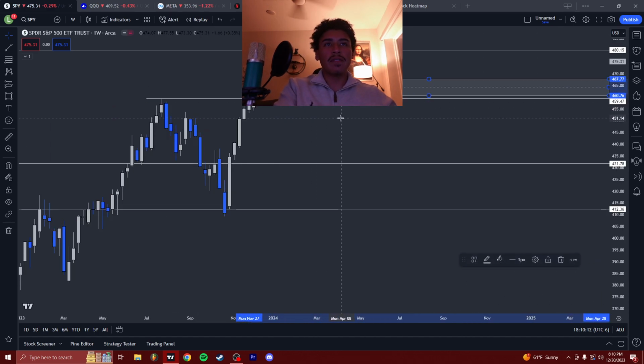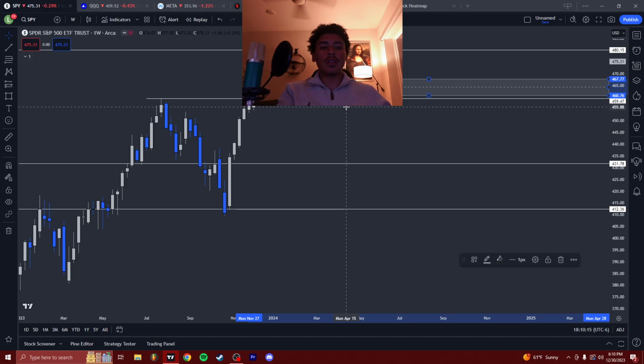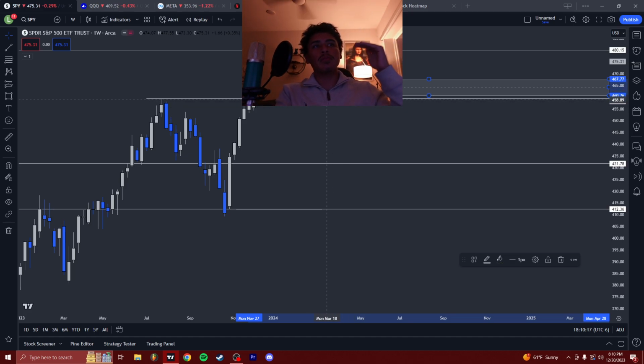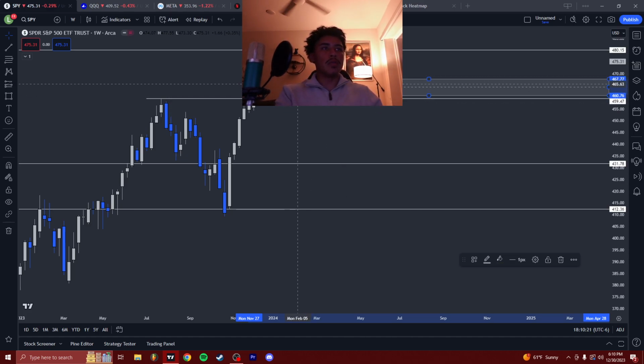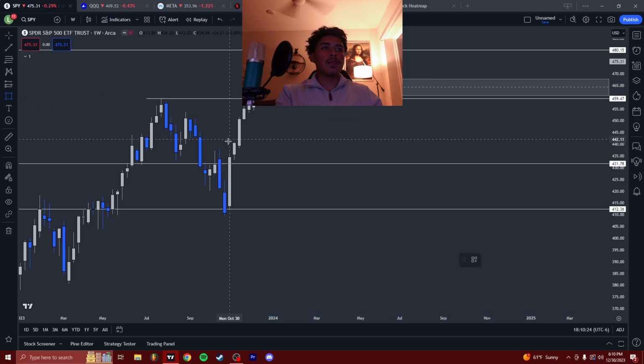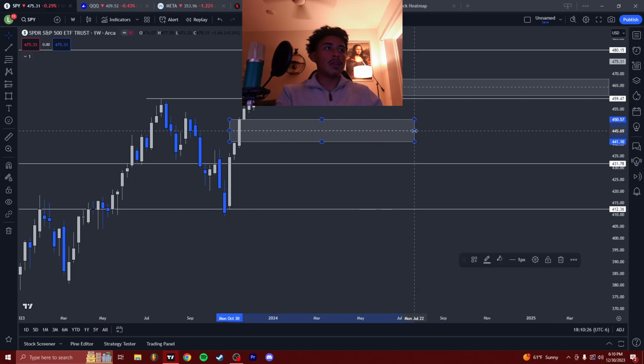That would be more like investing into the S&P 500, dollar cost averaging, because you don't want to just buy at the top. There's going to be a retracement. You just have to be patient and wait for it to come down. This area would be a nice area to add. This fair value gap here would be another nice area to add.